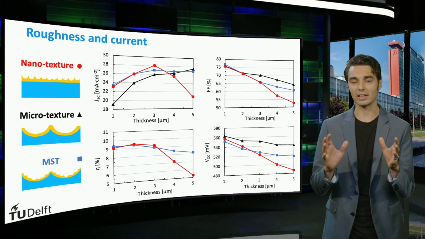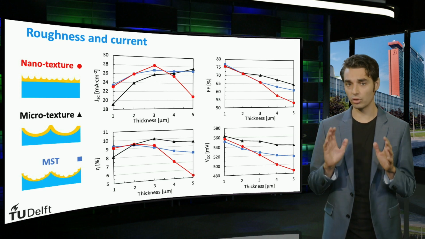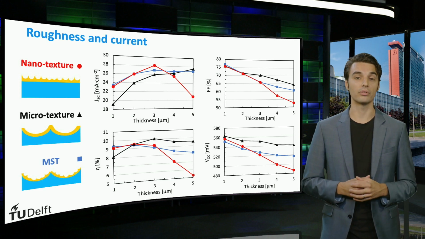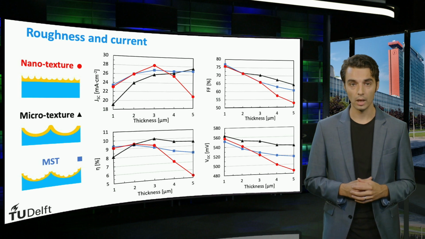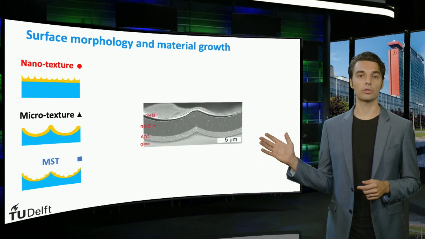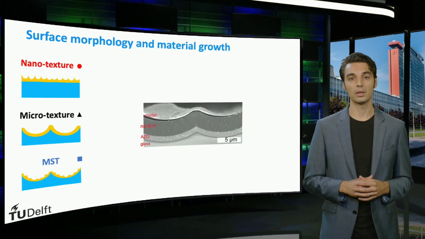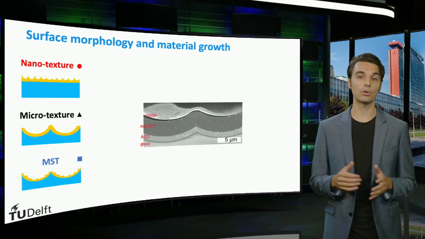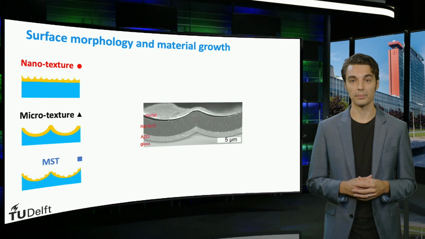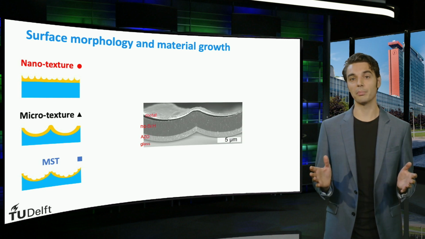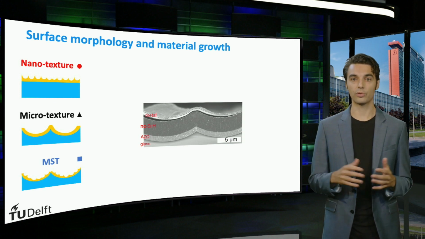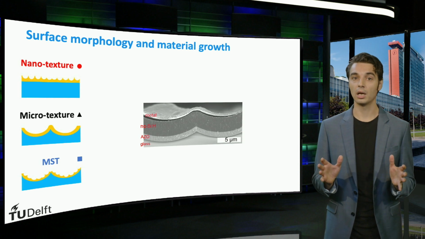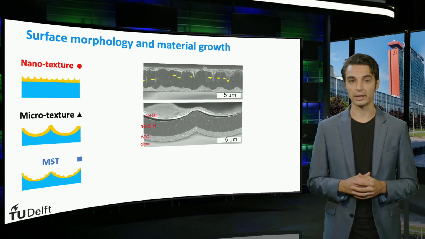But why exactly do the surfaces with nanotextures have such a detrimental effect on the VOC and fill factor of the solar cell? The cross-sections of the solar cells provide some insight. This figure shows the microcrystalline silicon absorber deposited at the top of the micro-textured aluminium doped zinc oxide layer. The cell is covered by a metal electrode. Next, we consider the same absorber layer on top of the nano-textured TCO layer.